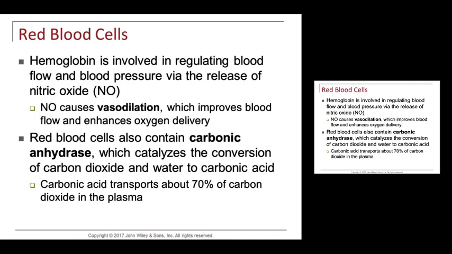The red blood cells also contain carbonic anhydrase. Anything with an -ase is an enzyme. So it catalyzes the conversion of carbon dioxide and water to carbonic acid, which is used for buffering, from bicarbonate to carbonic acid, to bicarbonate to carbonic acid. Carbonic acid transports about 70% of the carbon dioxide in plasma.